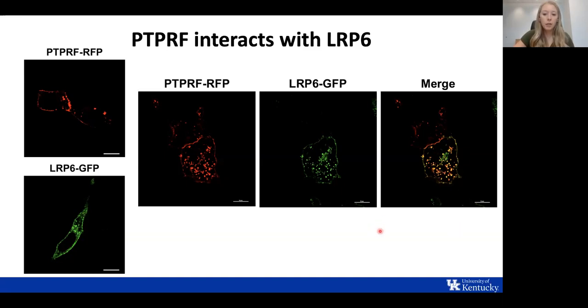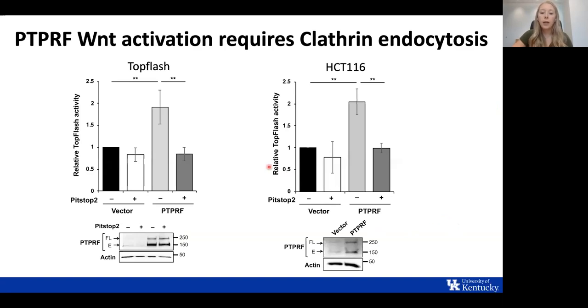And so this interaction with LRP6 in these vesicles was interesting and therefore led us to look at PTPRF's role with clathrin endocytosis. LRP6 is known to be endocytosed, and so we wanted to know if PTPRF required this as well. So using the top flash assay again, we added the pit stop 2 clathrin endocytosis inhibitor. Overexpressing PTPRF again led to that activation of Wnt signaling. However, addition of that clathrin inhibitor reduced PTPRF's activation.